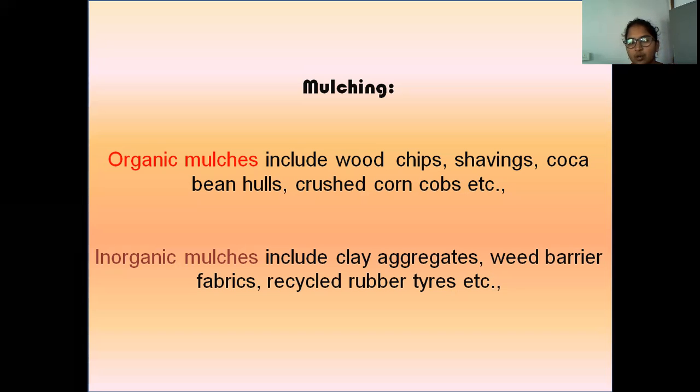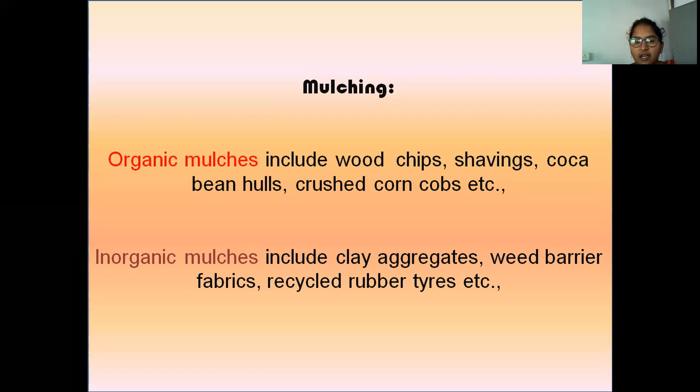Here you can include wood chips and different types of crops, so that the crop roots hold the soil. So that's why it prevents surface compaction and also reduces the runoff losses, and controls weeds. The different mulches are organic mulches and inorganic mulches.